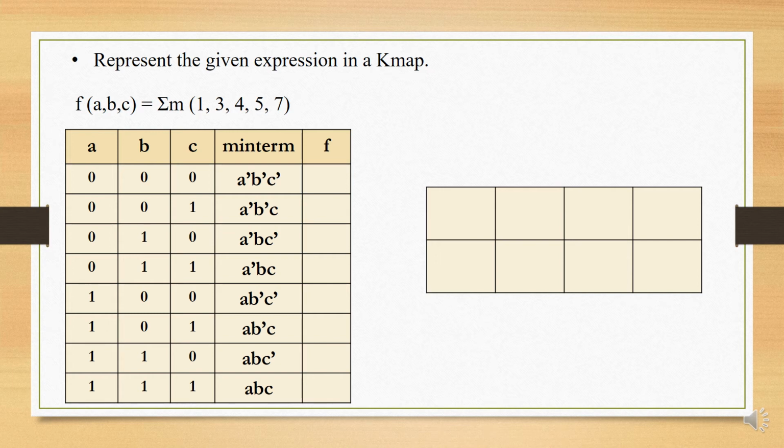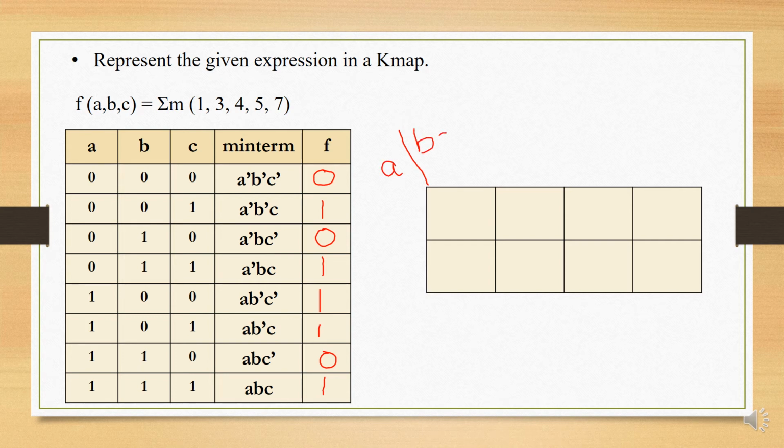So let us place logic 1 for the combinations 1, 3, 4, 5, 7. For these combinations we are placing logic 1. For the remaining combinations we place logic 0. The same Boolean expression will now be represented in the K-map. We already have seen how to represent a 3-variable K-map, so let's directly go for representing the values in the K-map.